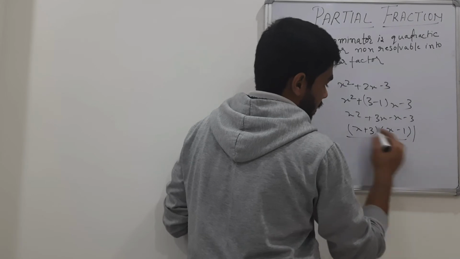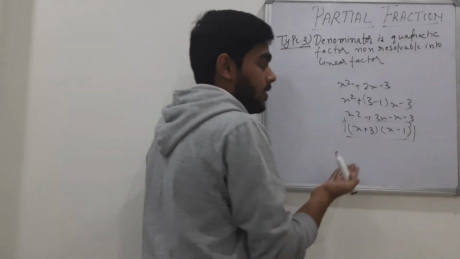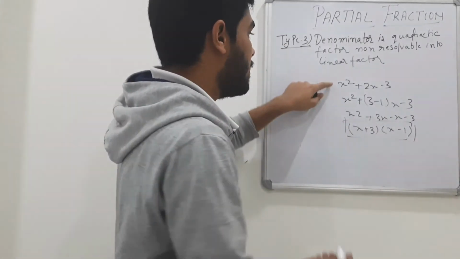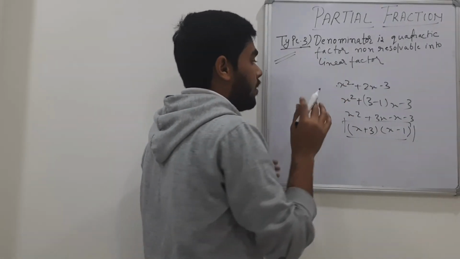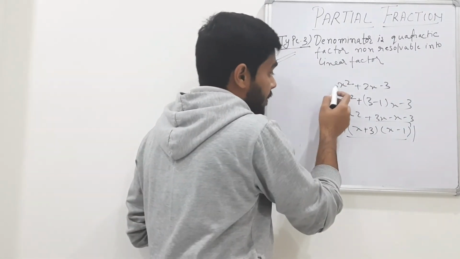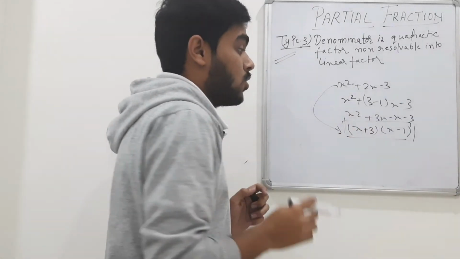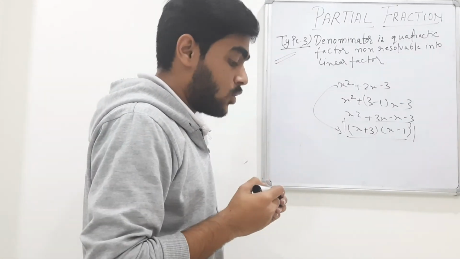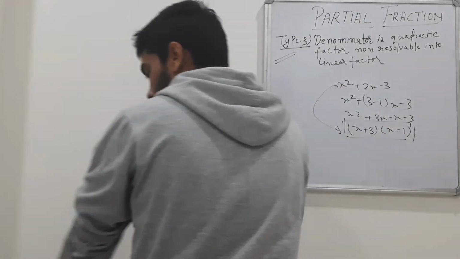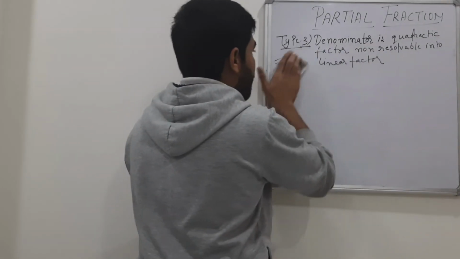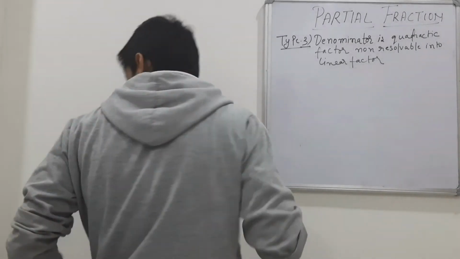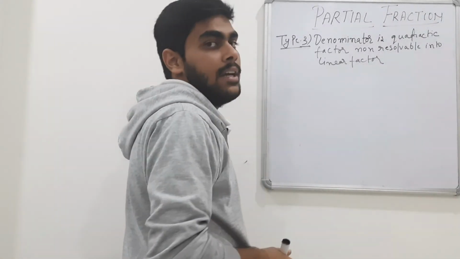So this is a type 1 problem, because if you solve it by type 3, it will be wrong, since this can be simplified into linear factors. So you have to be very vigilant while solving questions. So this is done. Now we will take quadratic factors which are not capable of breaking down into linear factors.